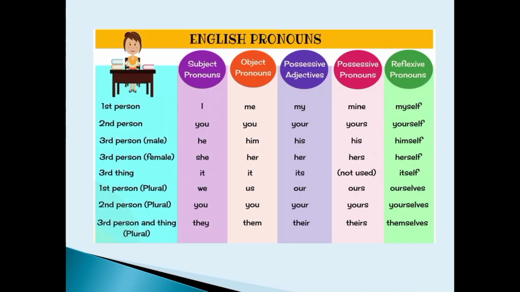Here, in columns, are subjective pronoun, objective pronoun, possessive pronoun singular and plural, and reflexive pronouns. While in rows, first, second and third person, male and female are given. Remember these to identify them.